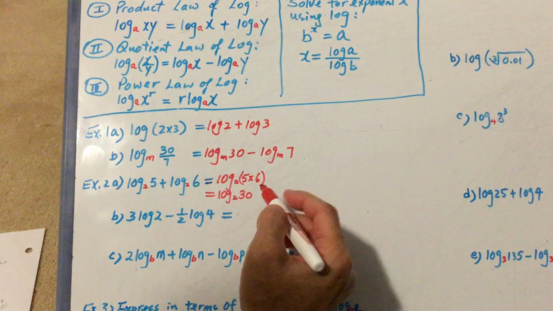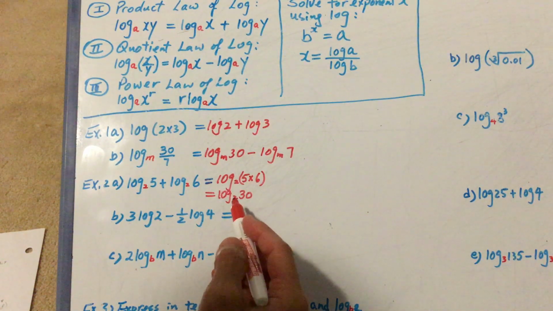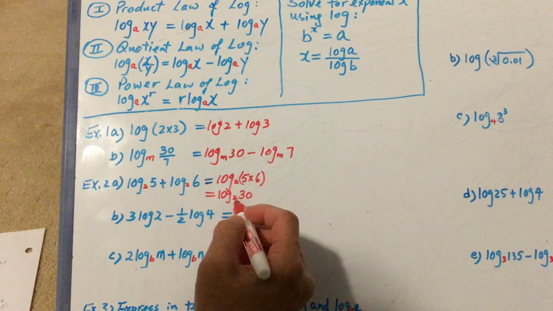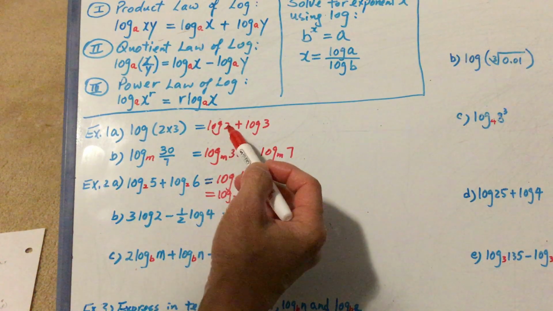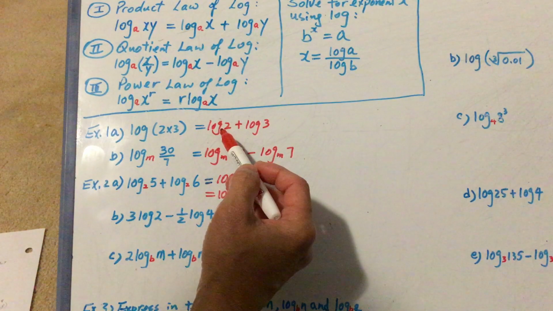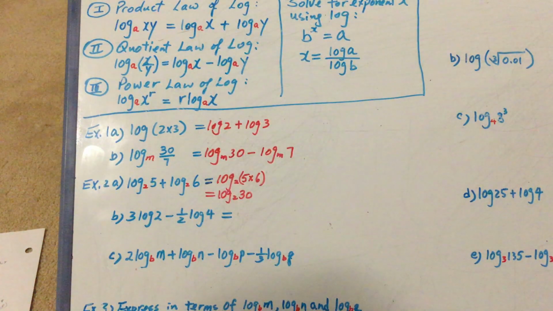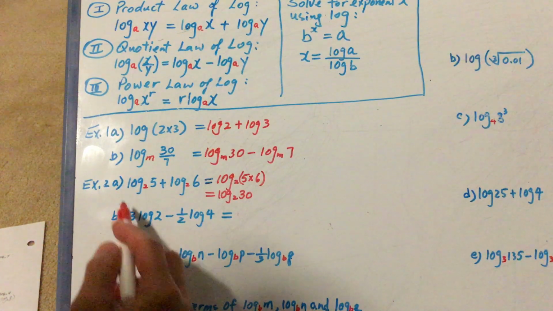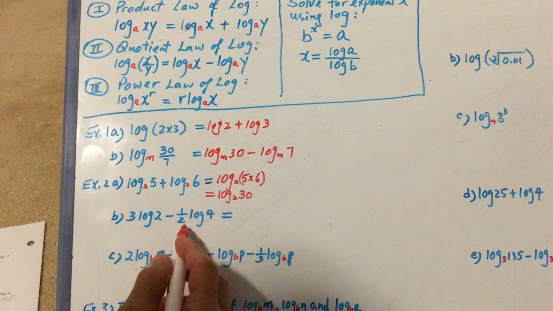And if you want to get the approximate form, you can use your, oh, this one you cannot use a calculator because this is with base 2, okay? Unlike the first one here, when this is base 10, then you can use the calculator to get your approximate answer. The next one is b, when you have 3 log 2 minus a half log 4.